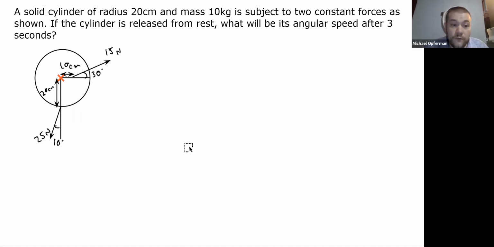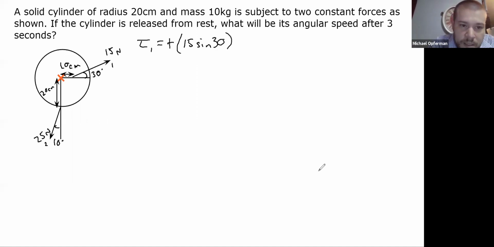Next up, we need to convert the forces into torques. I'm going to go through this a little bit quicker than I have in the previous videos, or else this problem is going to be epically long. We have two torques to calculate. Let's call them 1, and we'll call this guy 2. For torque 1, this torque is going to be counterclockwise, so that's positive. Ft is going to be 15 newtons sine of 30 degrees, and L is 10 centimeters for that guy, which is 0.1 meters.